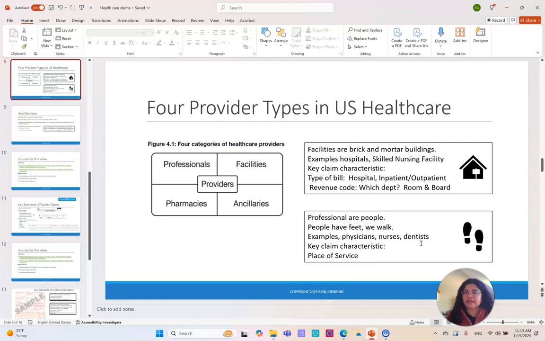providing you with care. And the key distinguishing feature about these people is that they have feet and they may see patients in their office, they may see patients in their home, they may see patients in the facility or the hospital or skilled nursing. So these are people who walk from place to place, and they're also telehealth. So place of service is the key defining feature of professionals.